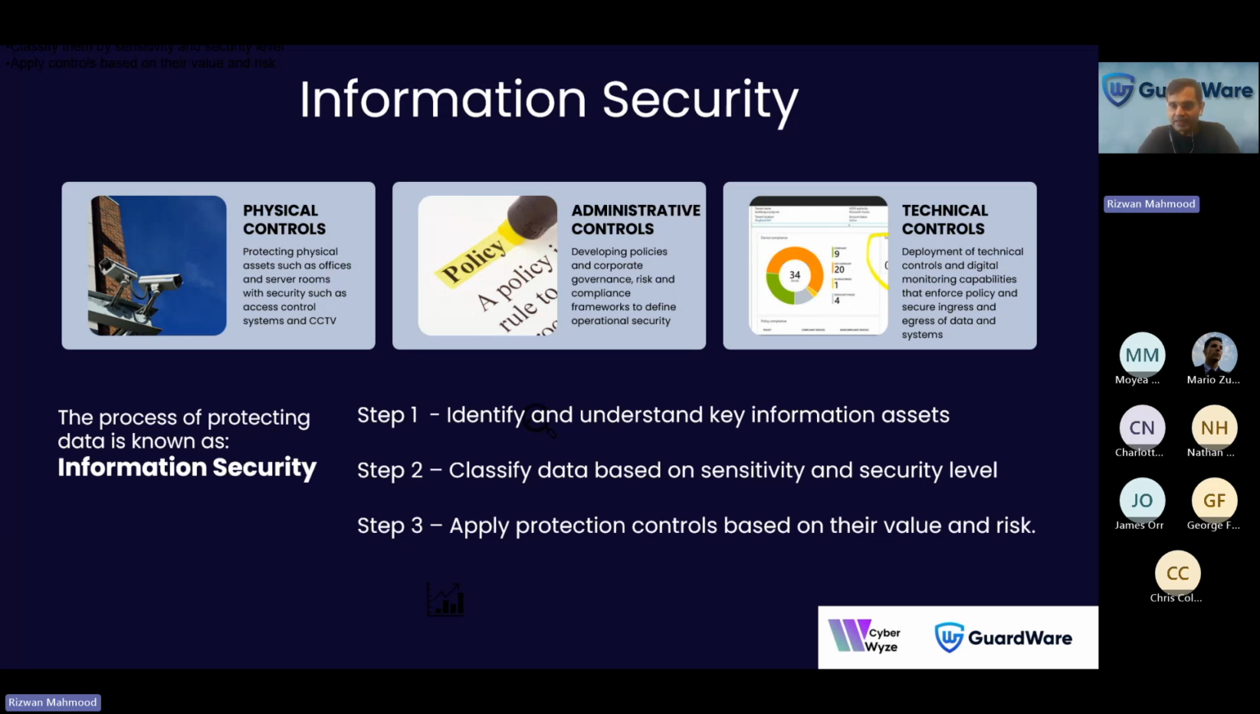Over the last couple of decades, information has moved away from being in a physical form, papers and folders, into being more data oriented. So these days, when we say information security, we are very much talking about the process of protecting data, and that's called information security. This process includes three key steps that you need to do in order to enforce information security within your organization. The first one is to identify and understand key information assets. The second one is to classify data based on sensitivity and security levels. And the third one is to apply protection controls based on their value and risk.